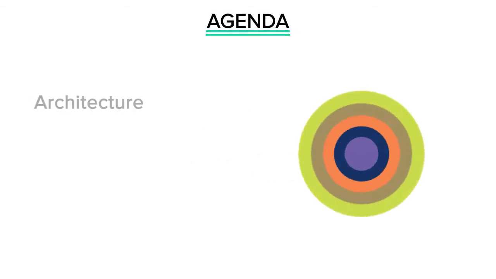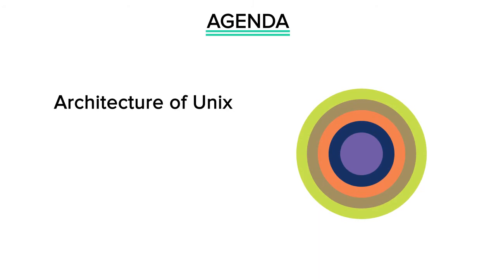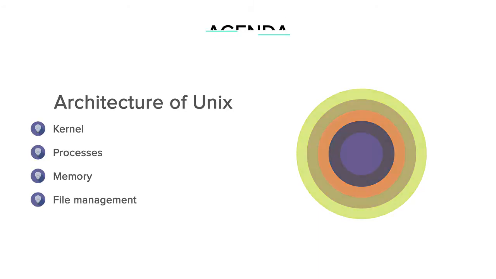In this module, we will introduce you to the architecture of the Unix OS. We will talk about kernel, processes, memory, and file management.